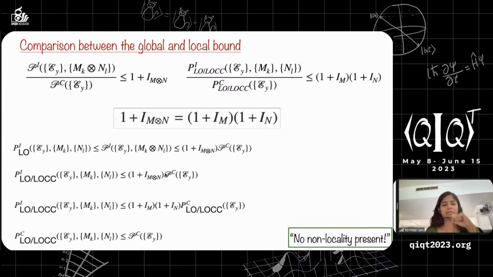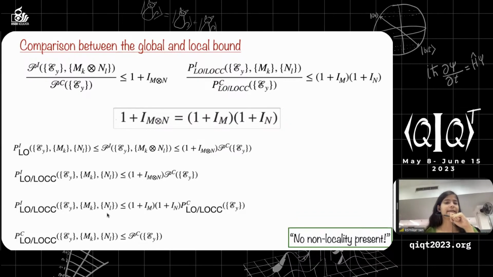We use compatible local operations or maximum local operation plus classical communication. And as usual, global operation always has some extra power over the local operation. So the probability here will be greater than the probability here. So this is less than this one. So there is some improvement on the bound on the probability of guessing using incompatible measurements MK and NL.